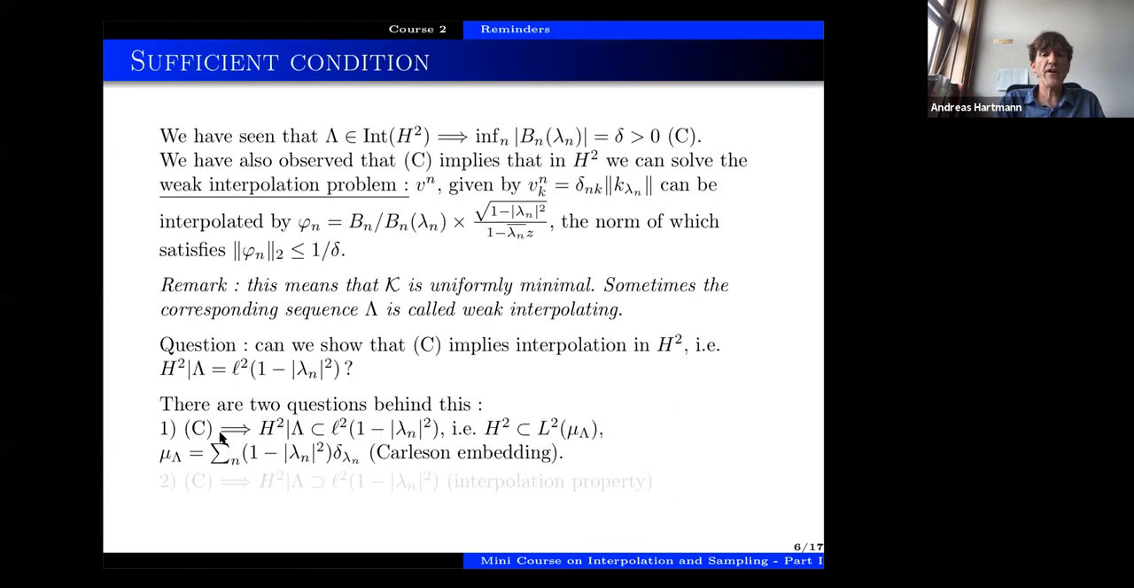Okay, so we have to show, does the Carlson condition imply this embedding result? And the second question is, does the Carlson condition imply the interpolation property? So do we have the reverse embedding? Is the restriction operator also onto?